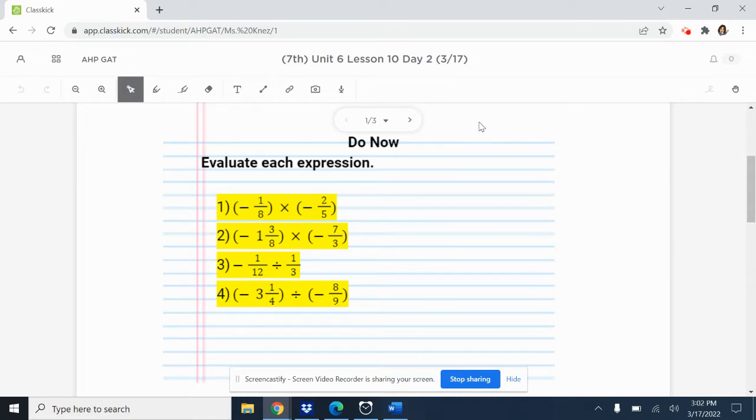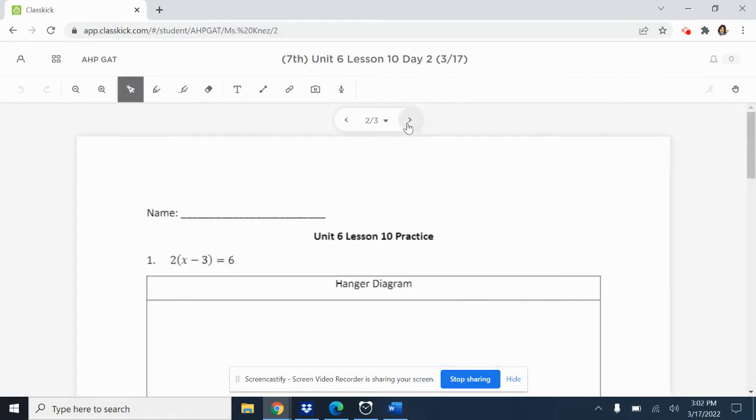At this point, you should have attempted the Do Now. We're going to move on to the main lesson for today. So again, if you need support with the Do Now, please pause this video and look at the posted notes.